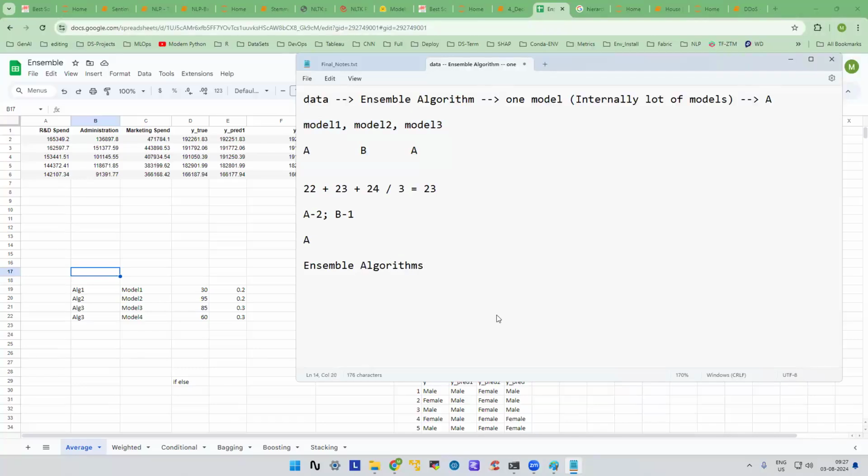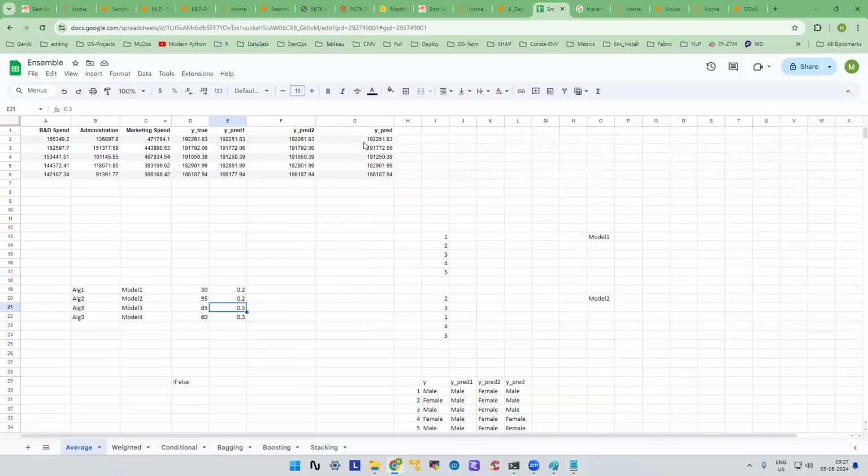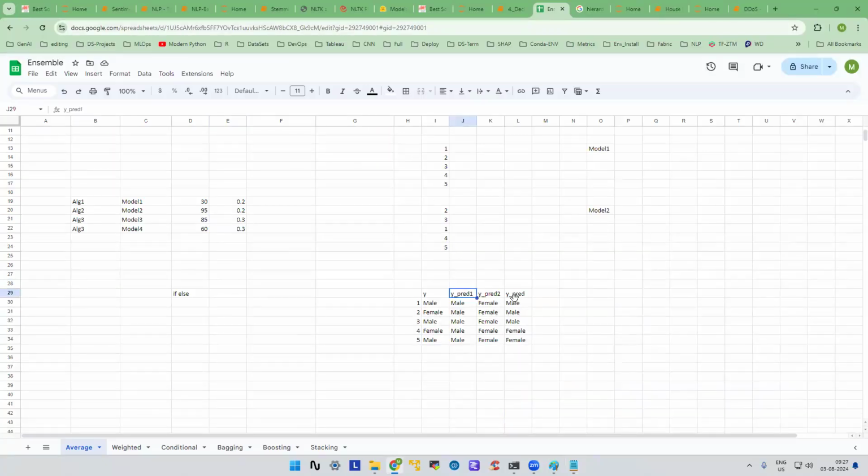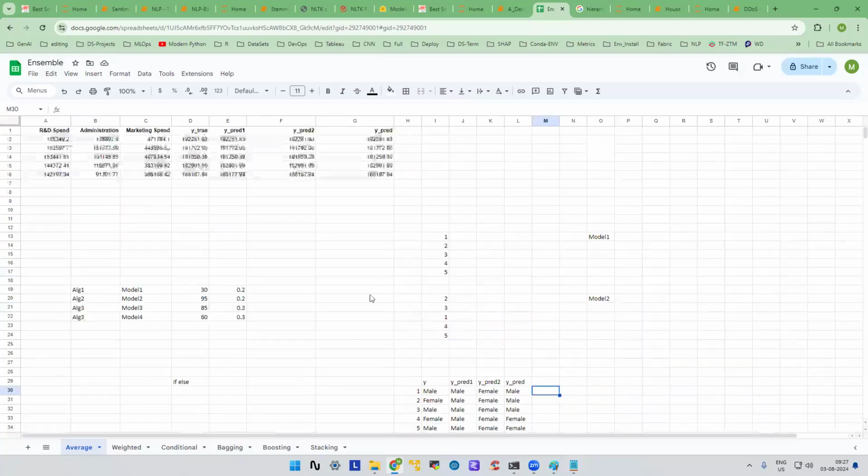It's a combination of multiple models, multiple algorithms. And average, I already explained this. It's going to come up with multiple models and average them out, and give us the final output. And if it is classification, it's going to be majority vote.